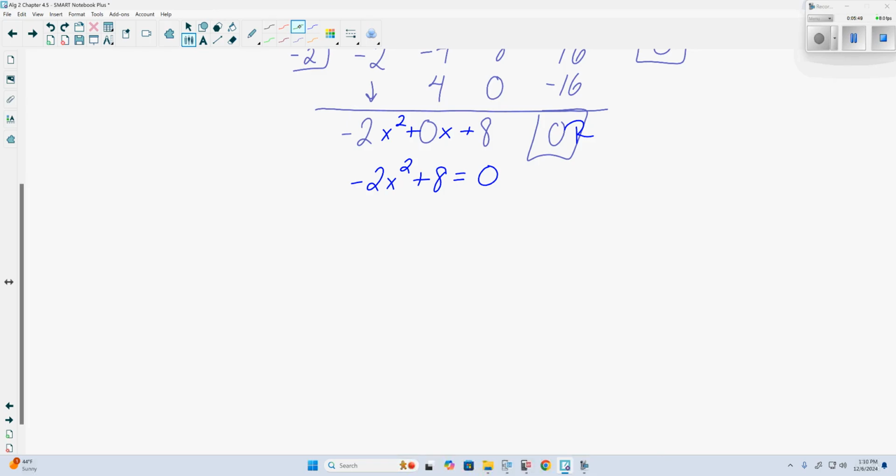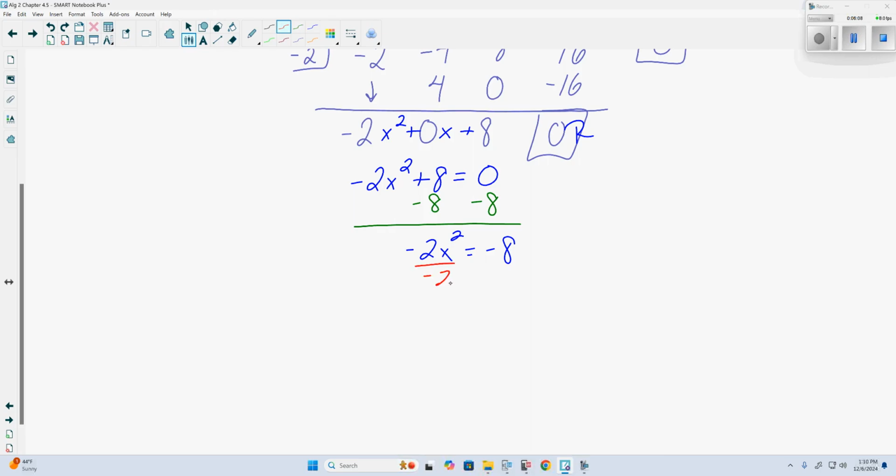Because if we had negative 2x squared, an x term, and then 8, we would use the quadratic formula or completing the square. This is kind of nice, because at this point, we can subtract 8 from both sides, telling us negative 2x squared is equal to negative 8.